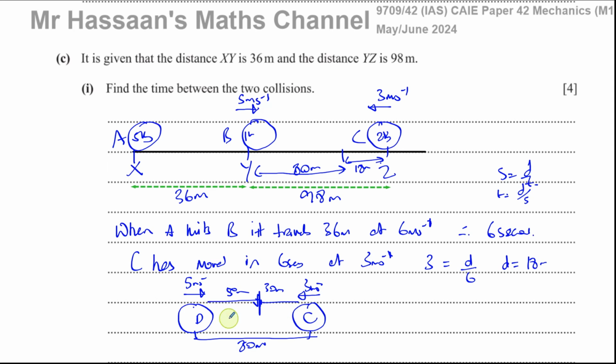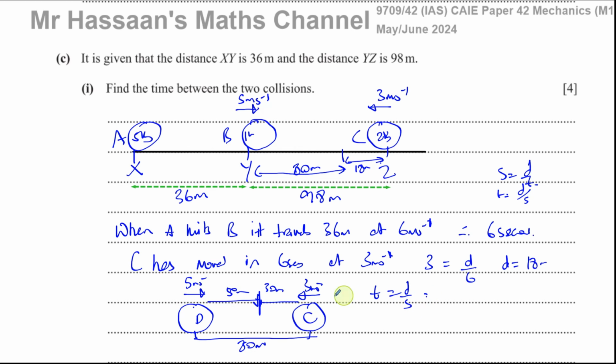So there's 80 meters to cover altogether. He's going 5 meters per second this way. He's going 3 meters per second that way. So basically, they're going to collide when this has traveled 50 meters and this has traveled 30 meters. That way, it's a total of 80 meters. So how long does it take for that to happen? It's the same time. It's going to be speed equals distance over time, so time equals distance over speed.